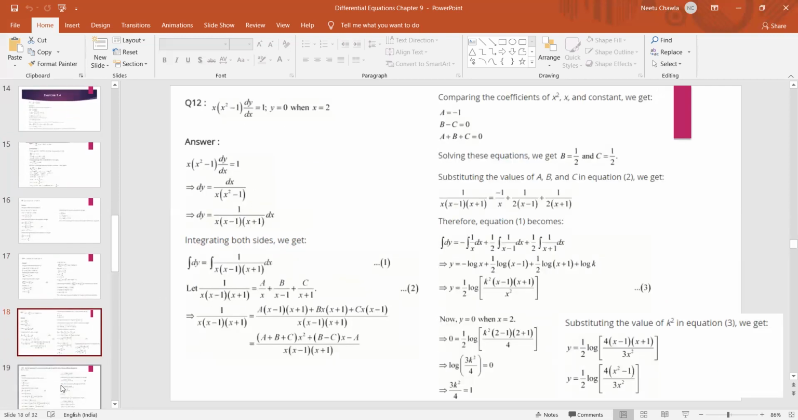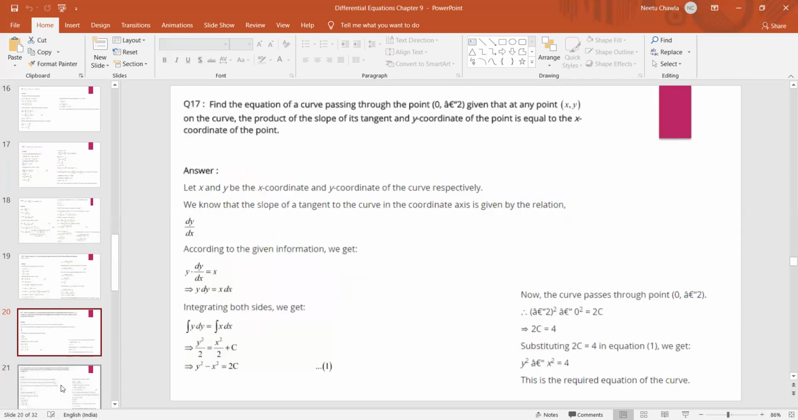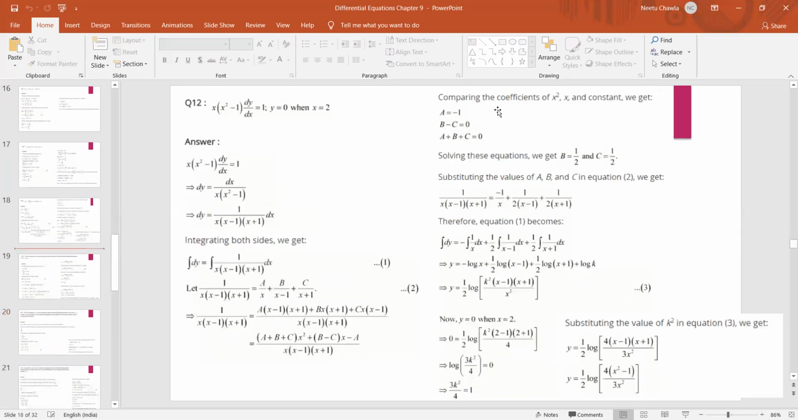Now another question we will be doing. This is your question number 12. This is the given differential equation, x into (x square minus 1) dy by dx is equal to 1. See here, now here it is given y is equal to 0 when x is equal to 2. This will not give you the general solution. This will give you the particular solution, because after finding out the answer in terms of c, we'll substitute y is equal to 0 and x is equal to 2, so that we'll get some value of c also.